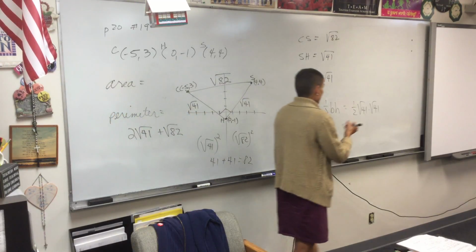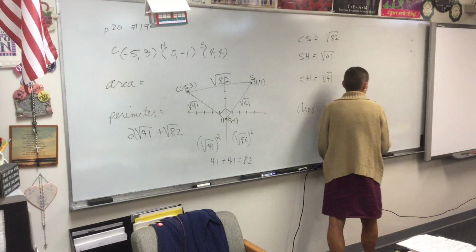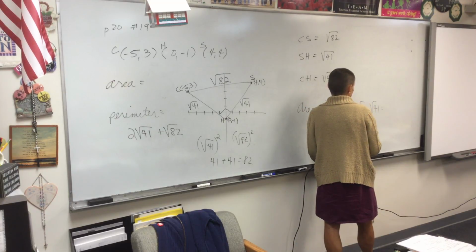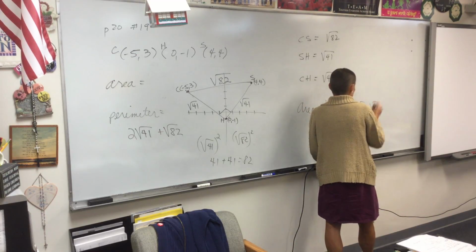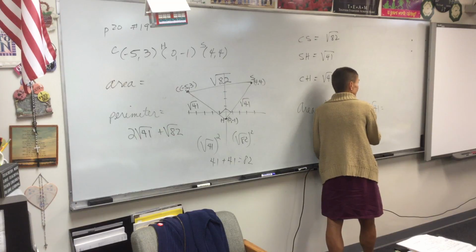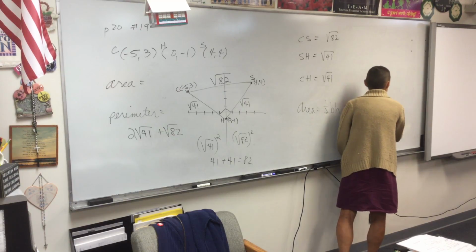What's my area then? What are these two times each other? 41. So it's 41/2.